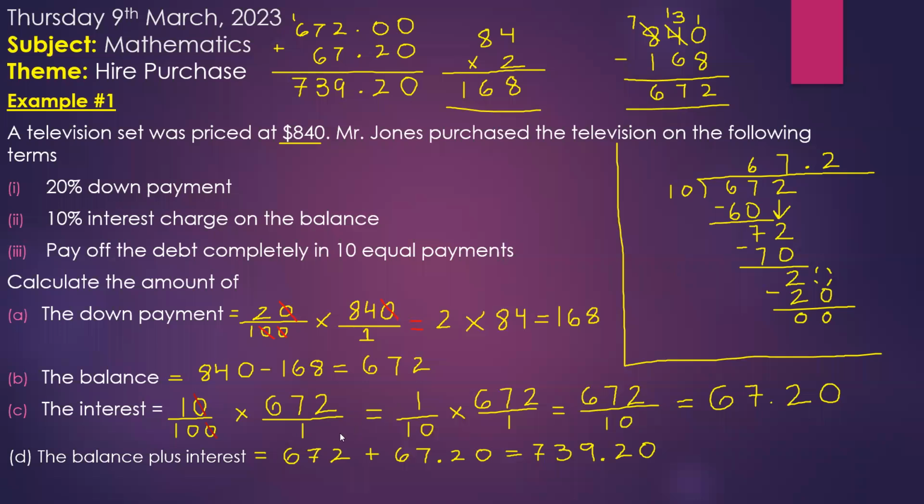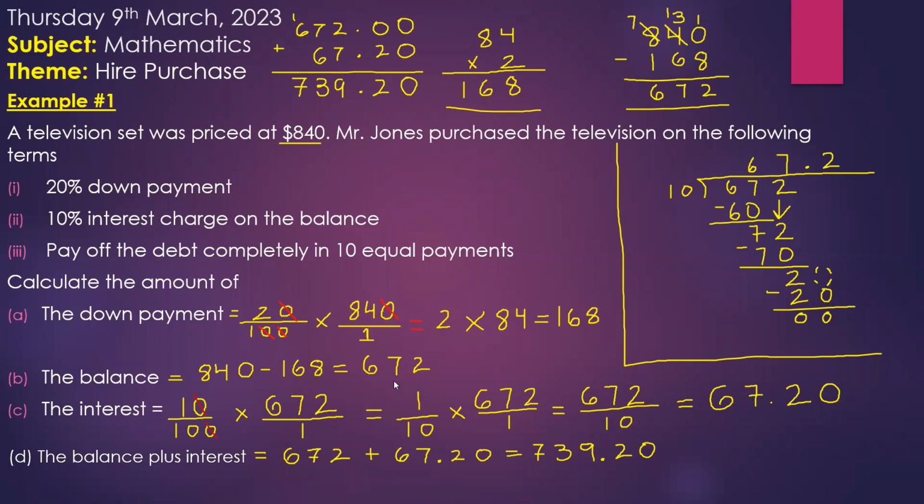So what's another word for down payment? Deposit. Very good. Now B. We have to find the balance. So in order for us to find the balance, we're going to subtract the down payment from the cost of the television. So that's 840, the price of the television, minus the down payment, which is 168. So 840 take away 168 gives us 672.